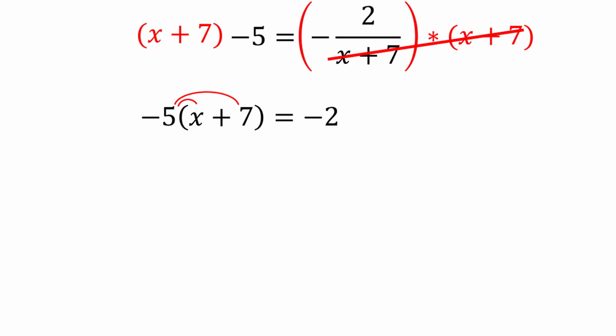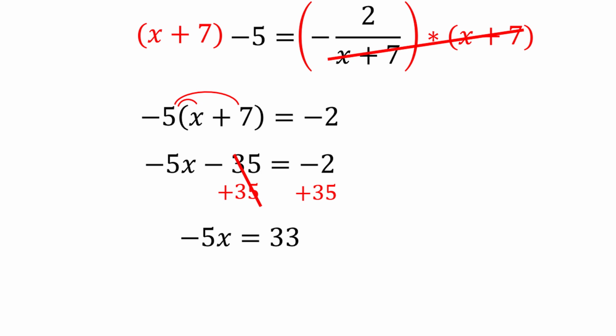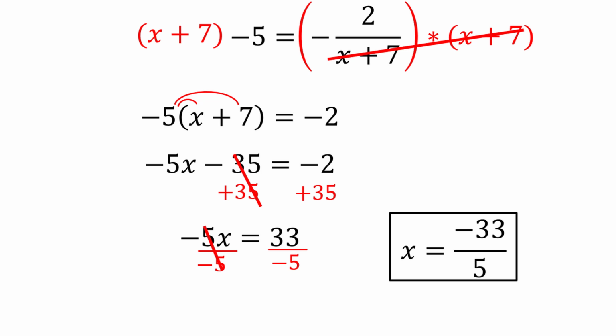We can distribute the negative 5 to the x and the 7, which will leave us with negative 5x minus 35 on the left-hand side, and negative 2 on the right-hand side. Then we can add 35 to both sides to cancel the 35, leaving us with negative 5x is equal to 33. Dividing each side by negative 5, we have x is equal to 33 over negative 5, or simply negative 33 over 5.